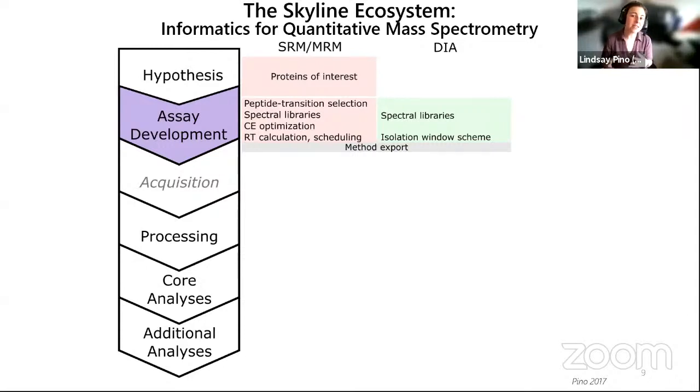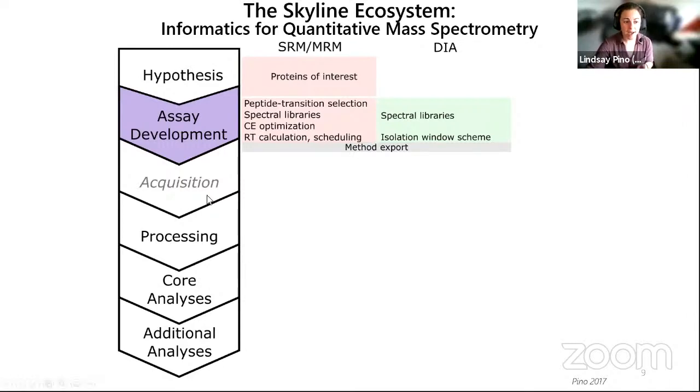For DIA, there's a little bit less assay development upfront, but there are certain things that we do have to decide, like Brian talked a lot about different isolation window schemes that are going to make sense depending on what kind of instrument you have and what kind of samples you're working with. The scope of the experiment might dictate the kind of isolation window scheme that you're optimizing. Then we talked a lot about spectral libraries. So that's another thing that we can do in Skyline. We can make the spectral libraries. We're going to be talking a little bit about that.